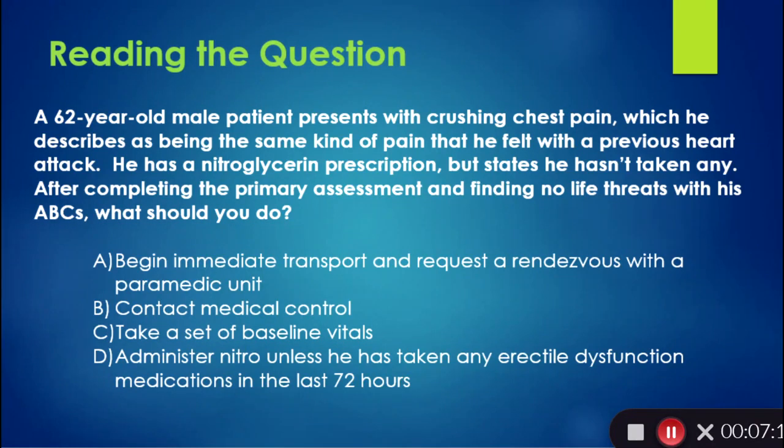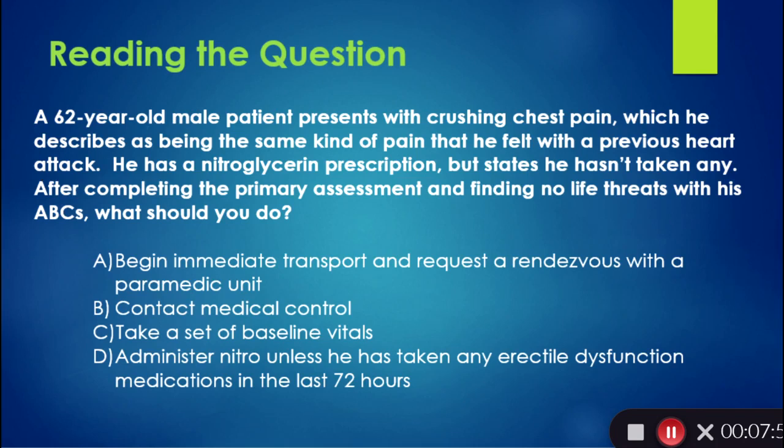Okay, so let's read this question. Let's not worry about the answers yet. A 62-year-old male patient presents with crushing chest pain, which he describes as being the same kind of pain that he felt with a previous heart attack. He has nitroglycerin prescribed to him, but he states he hasn't taken any. After completing the primary assessment and finding no life threats with his ABCs, what should you do? Okay. So let's do this. Let's not look at the answer.